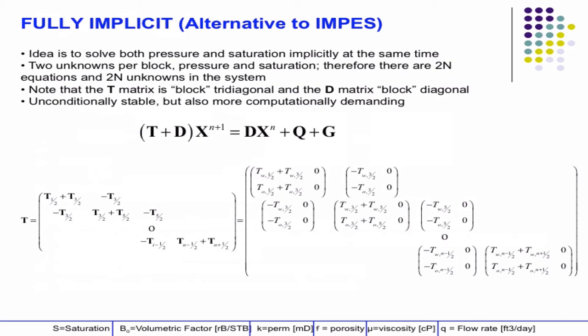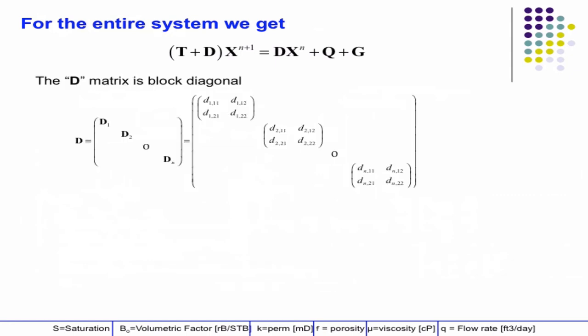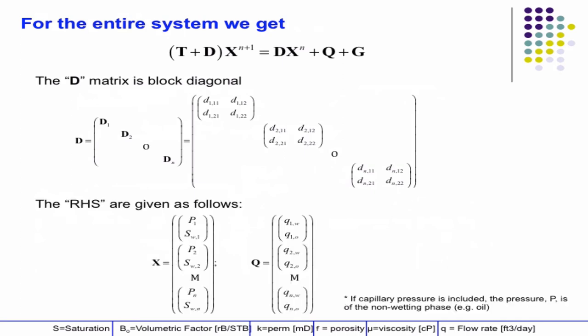And if you were to construct your matrices like that, in one dimension, you wouldn't have perfectly tridiagonal, but rather something called block tridiagonal. So if you notice, all these blocks are the same here, but the entire T matrix itself is not tridiagonal, but these block components are. So that's what a fully implicit scheme would look like for the entire system. The D matrix is also block tridiagonal. On the right-hand side, you're going to have pressure, saturation, pressure, saturation, pressure, saturation.